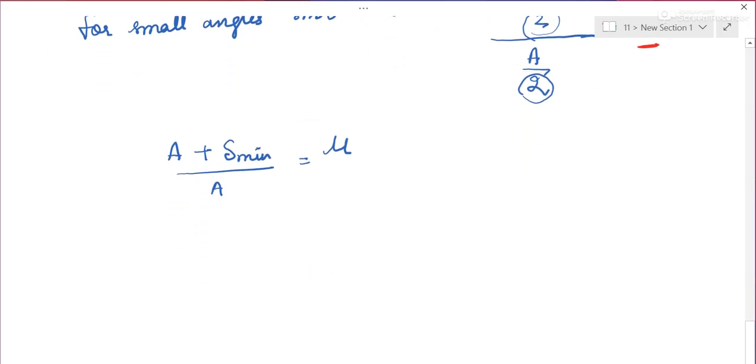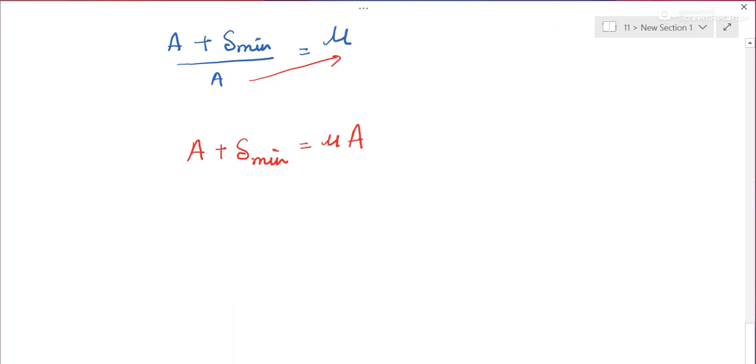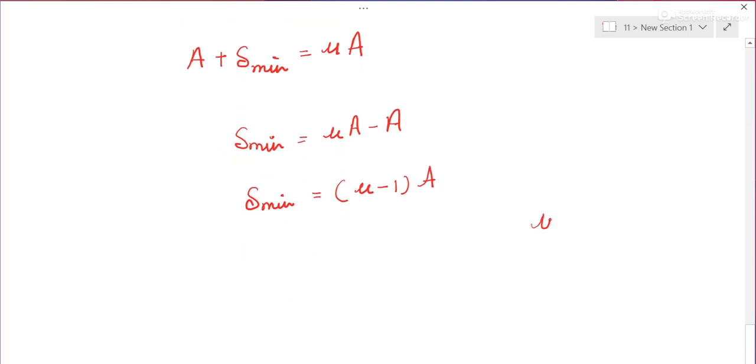It is mu glass. Okay, now A will go that side. So A plus del minimum is equal to mu A. So del minimum is equal to mu A minus A, and del minimum is equal to mu minus 1 into A. This is thin prism formula. Okay, we will remember that mu is mu glass with respect to surrounding, mu glass with respect to air, and this is written as mu glass by mu air.